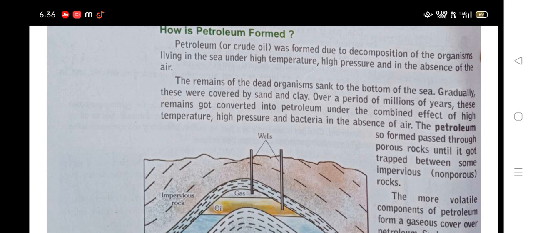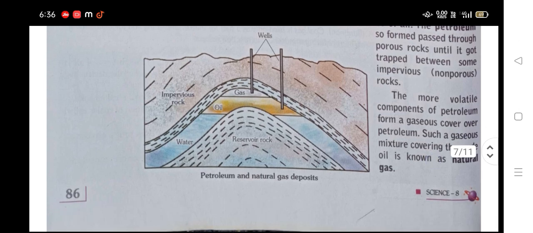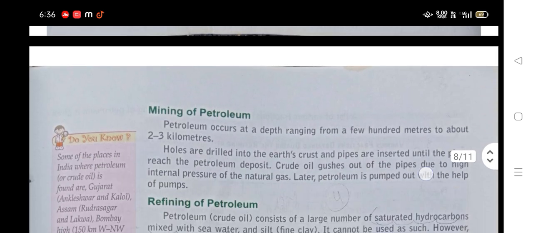The petroleum so formed passed through porous rocks until it got trapped between some impervious rocks. The more volatile components of petroleum form a gaseous cover over petroleum. Such a gaseous mixture covering the crude oil is known as natural gas.